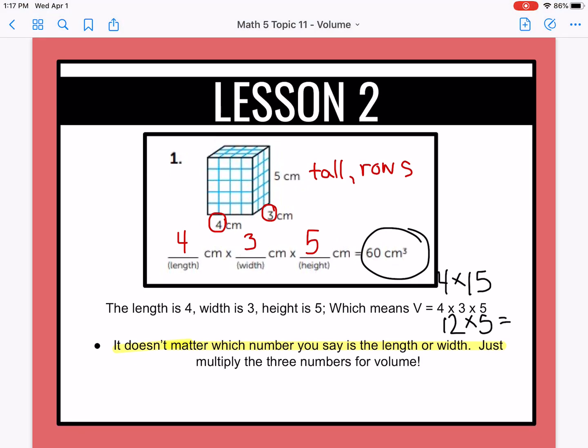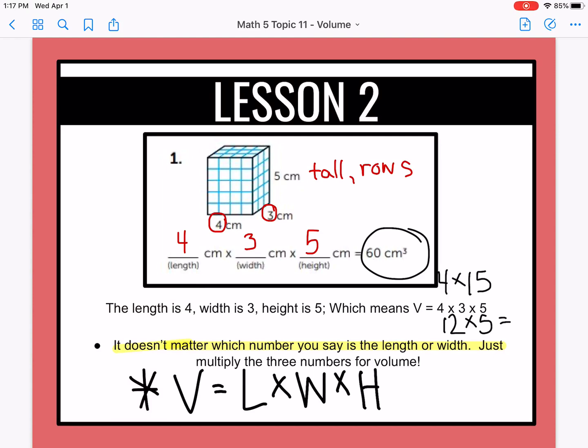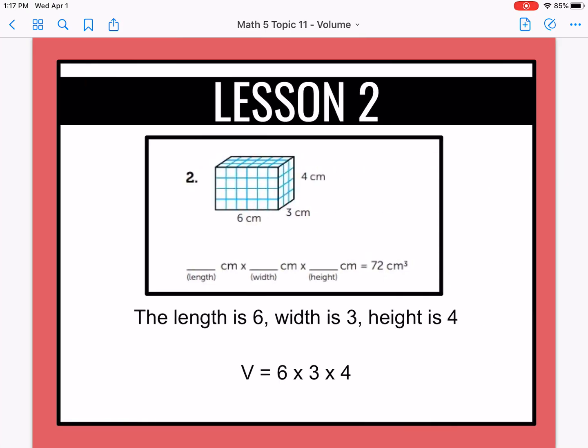So our formula is volume equals length times width times height. Okay, and remember that's very important, the whole key to the chapter. Okay, let's try another one.